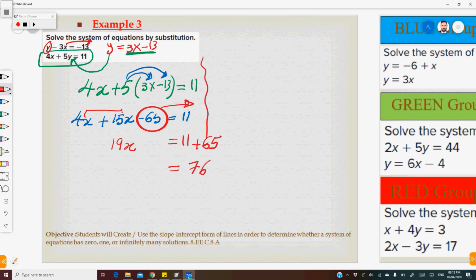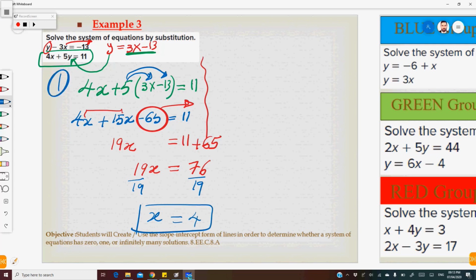And here is 19x. Do you know, guys, what is the next step? Yes, to divide both sides by 19, because I don't want 19x. I want only the value of x. X is equal 4 after dividing it by 19. Okay, guys, this is step number 1.